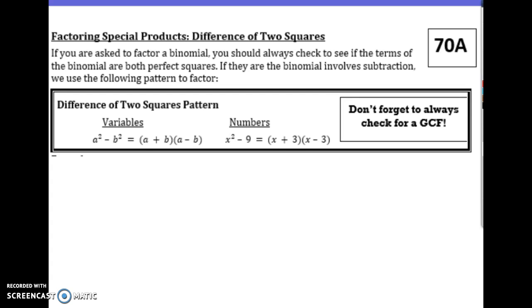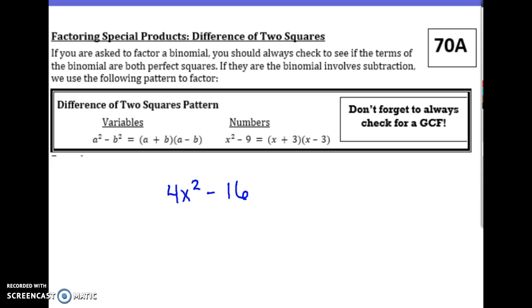Today we're going to talk about factoring special products. It would be the difference of two squares. It's a certain pattern that we're looking for. Okay, so the difference of two squares pattern, you're basically going to start out with a binomial, and I'll give you an example that's not there. Say I had something like 4x squared minus 16.